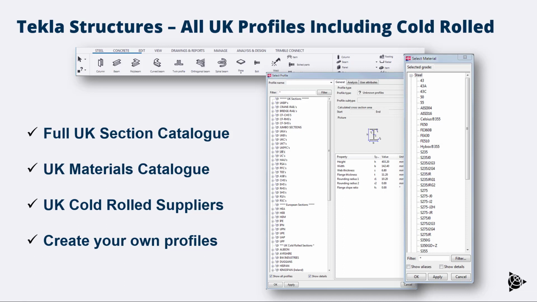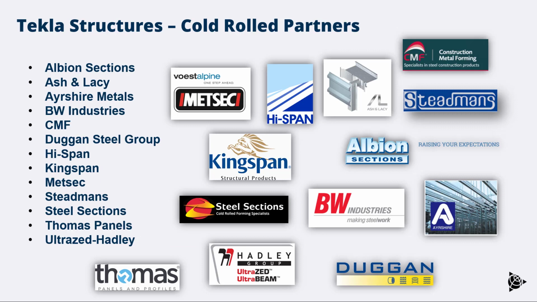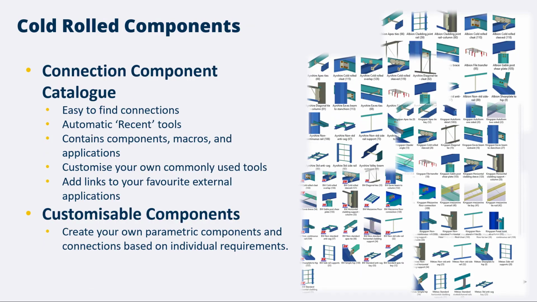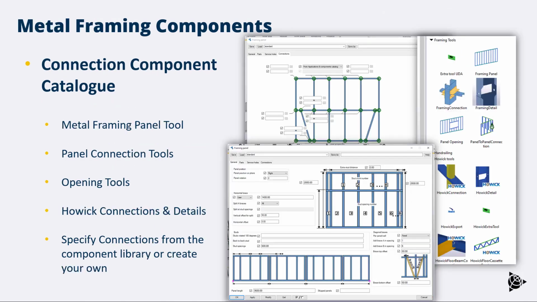So what else is included in the license? Just to recap on what we covered last week, you get all the UK profiles. That includes cold rolled material grades and the ability to create your own profiles. We work with cold roll partners, 13 in total, and they're all on the system or available from warehouse. And you also get access to their components, so ancillary items, file transfers, and you also have the ability to create your own components if they are not available on the system.